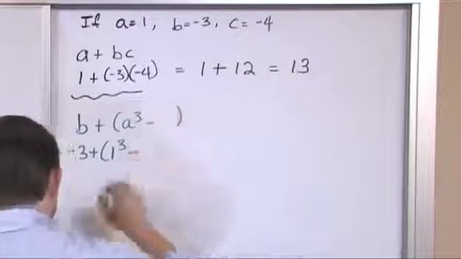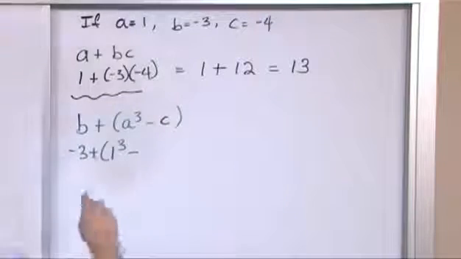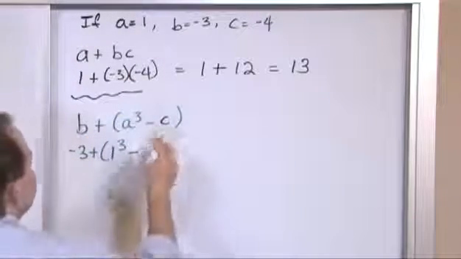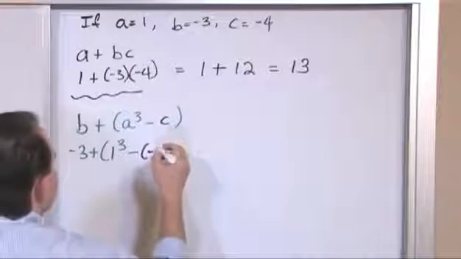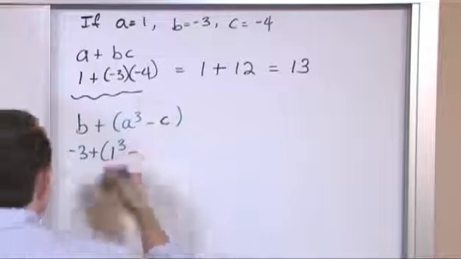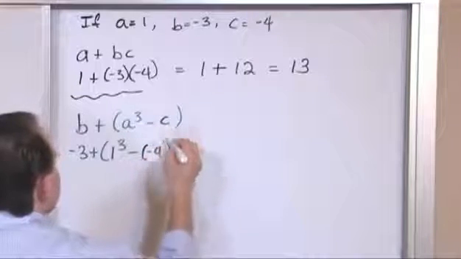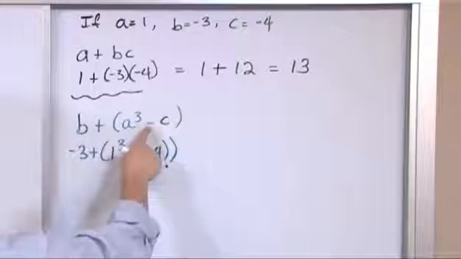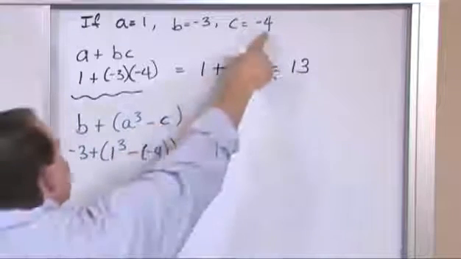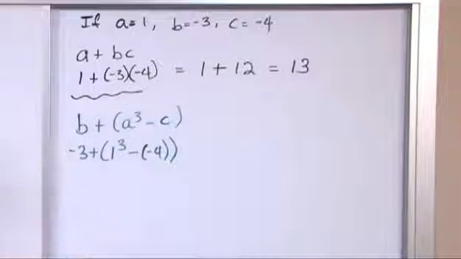Actually, that's a mistake. That should be a C. So I'm going to put a C there. Okay, so we have 1 cubed for A, and then C is negative 4. I'm going to go ahead and put this in parentheses, and that's just to keep it clear because I'm subtracting the value of C. The value of C is negative, so instead of putting these two negatives right next to each other, I just like to put it in parentheses.